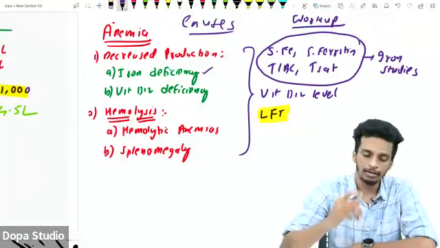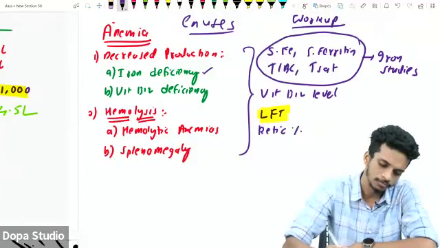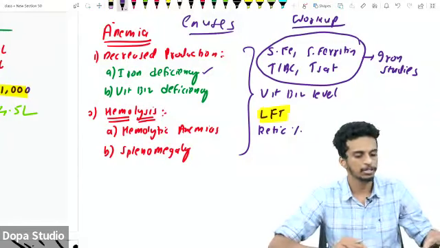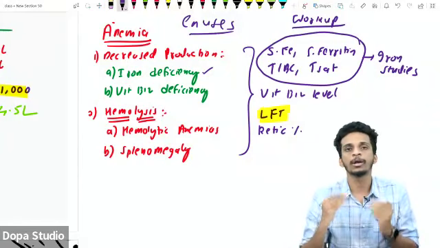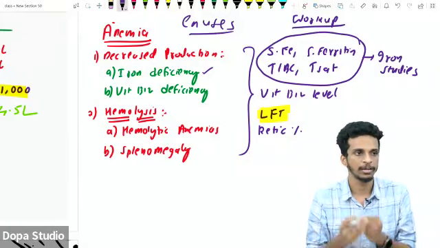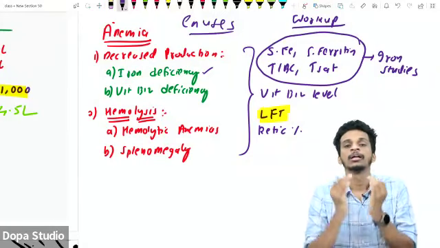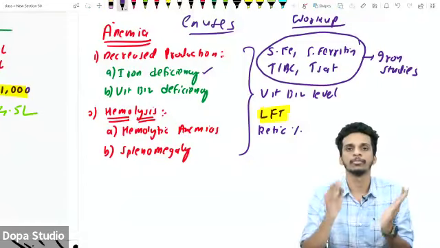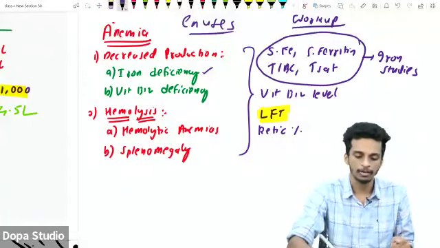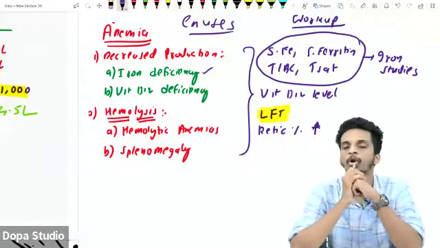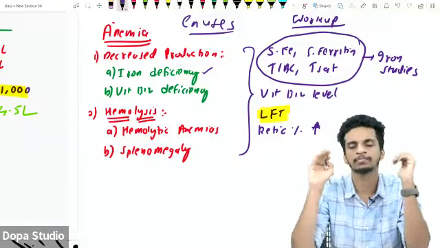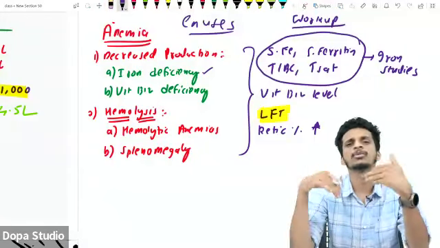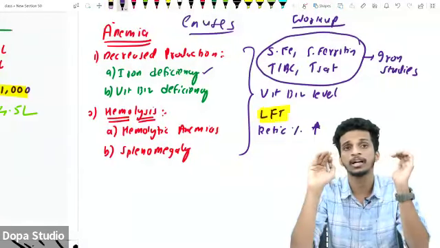Other than that, we can do a retic percentage, that is, reticulocyte percentage. Whenever a patient has increased destruction, the bone marrow tries to produce more and more RBCs. We know that the reticulocyte is a precursor of RBC. So whenever there is more production of RBCs, there will be more production of reticulocytes, and an increase in reticulocyte percentage. Normally, only 0.5 to 1% of RBCs are reticulocytes. In hemolysis, we'll get more than 1% or more than 2% reticulocytes. So that's an indicator of hemolysis.